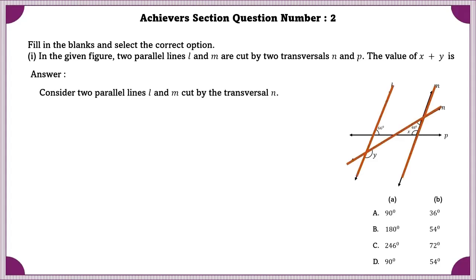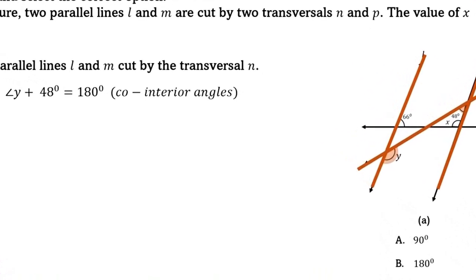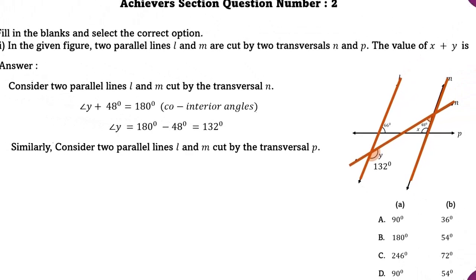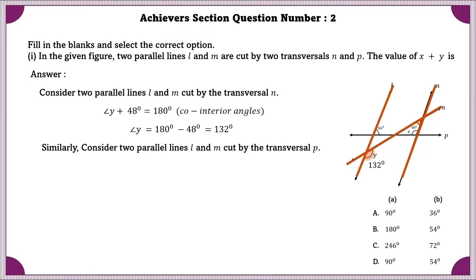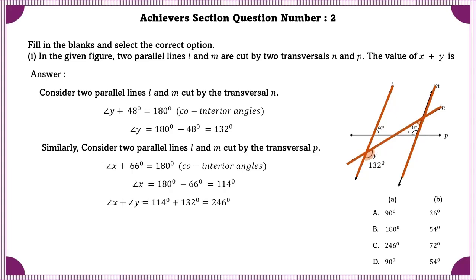Consider two parallel lines L and M cut by the transversal N. Angle y plus 48 degrees is equal to 180 degrees because they are co-interior angles. Using this, we can find the value of y, that is 132 degrees. Similarly, considering two parallel lines L and M cut by the transversal P, we can find the value of x using the co-interior angles. So, the value of x will be 140 degrees. Now, they have asked the value of x plus y, and the value of x plus y is equal to 246 degrees.